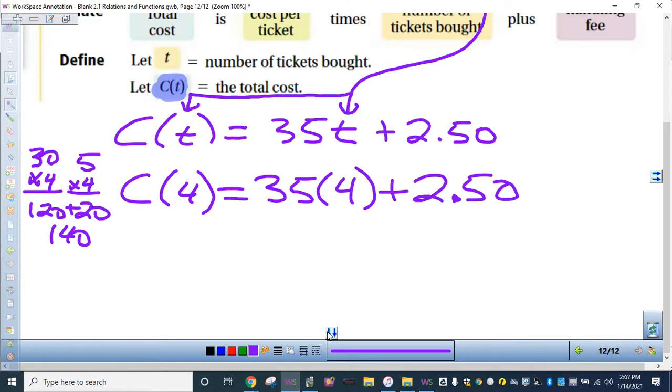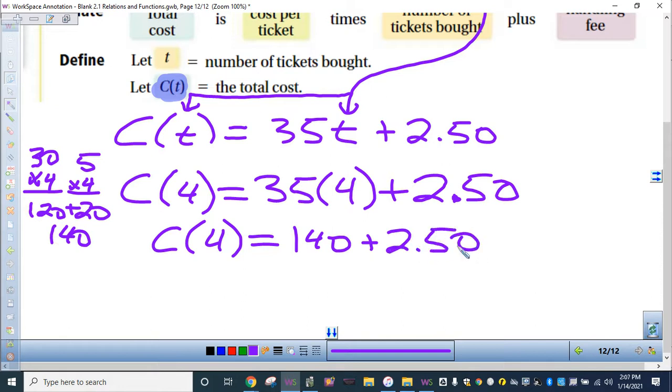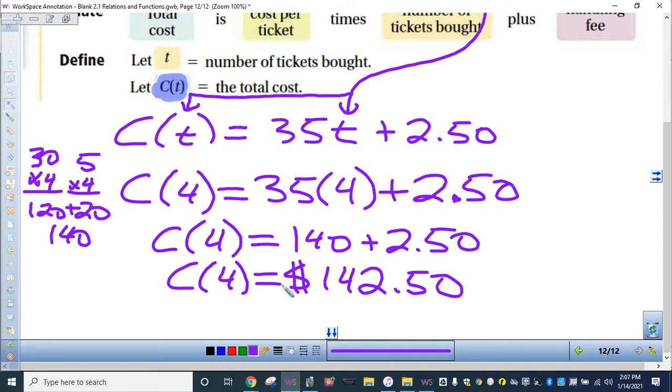So we get 140 right here. The cost of 4 tickets is 140 plus the one-time handling fee of 2.50. 140 and 2.50 is 142.50. So the cost of 4 tickets equals $142.50.